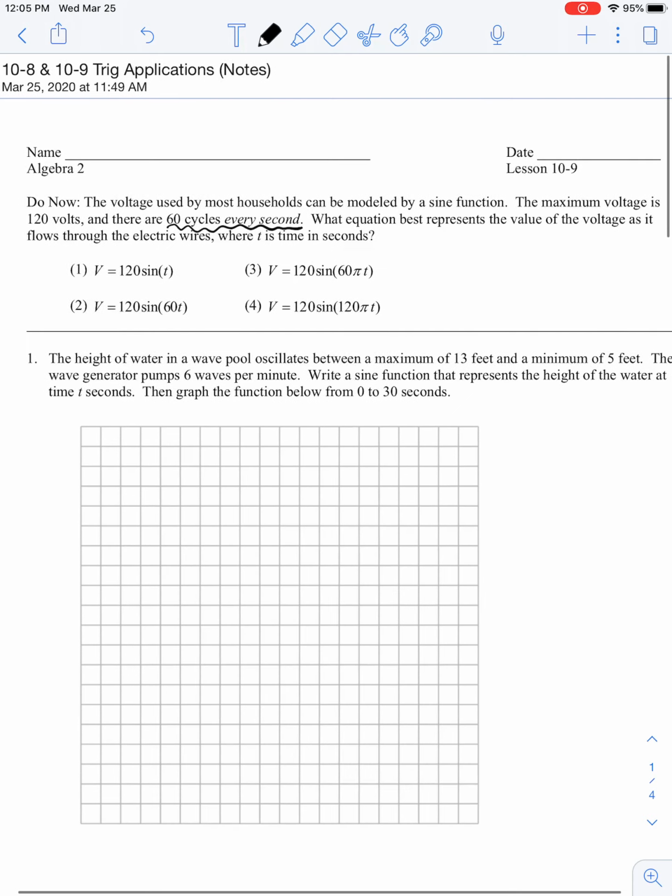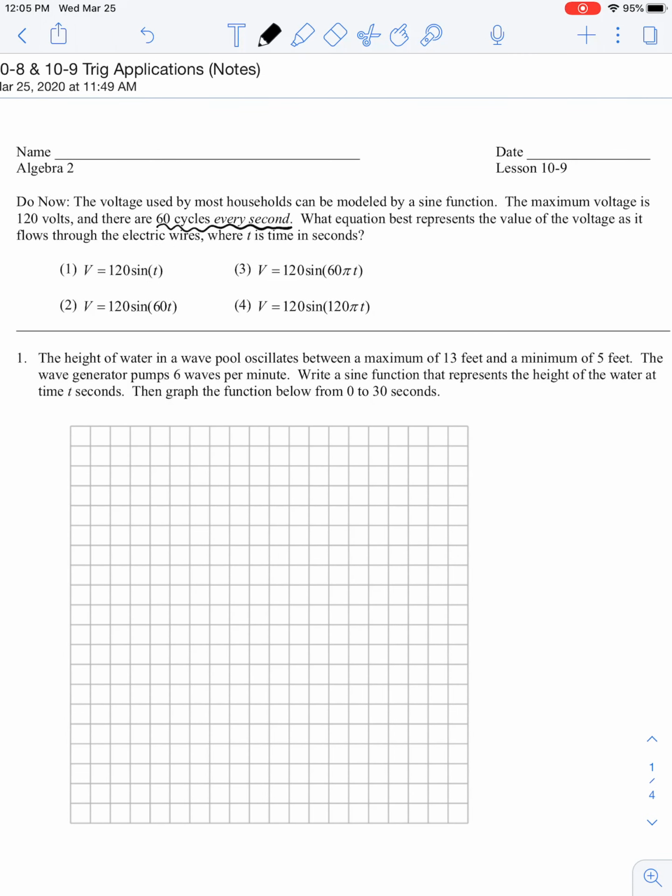So I'd like you to take a minute to read through the do now. The voltage used by most households can be modeled by a sine function. The maximum voltage is 120 volts and there are 60 cycles every second. What equation best represents the value of the voltage as it flows through the electric wires, where T is time in seconds? So please take a few minutes to try to answer the do now question. Pause the video and check your answer when you've come up with your choice.